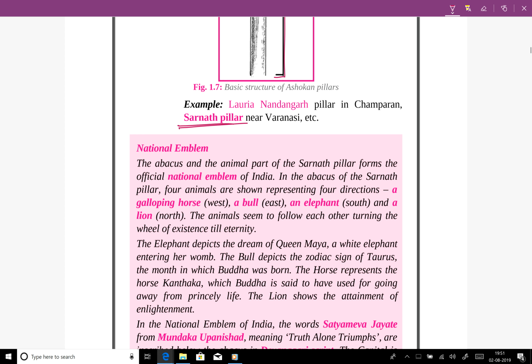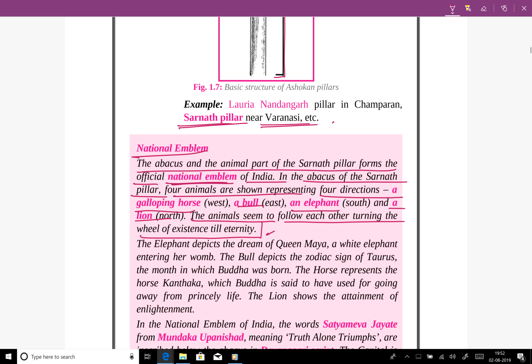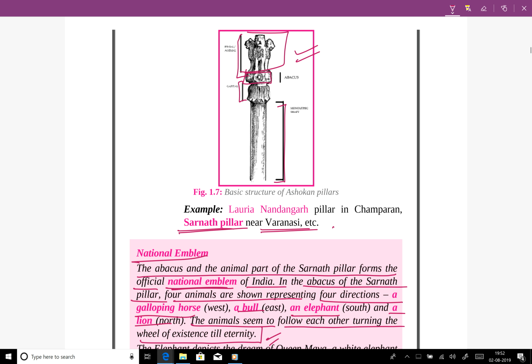See, the Sarnath pillar near Varanasi. National emblem. The abacus and the animal part of the Sarnath pillar form the official national emblem of India, in which on the abacus of the Sarnath pillar, four animals were shown representing four directions: a galloping horse, a bull, an elephant, and a lion. The animals seem to follow each other, turning the wheel of existence till eternity. See, these animals will be found here: bull, elephant, and the Dharma Chakra.